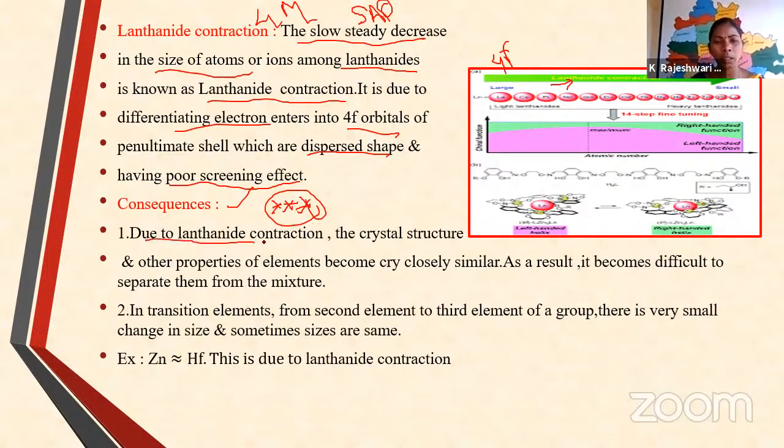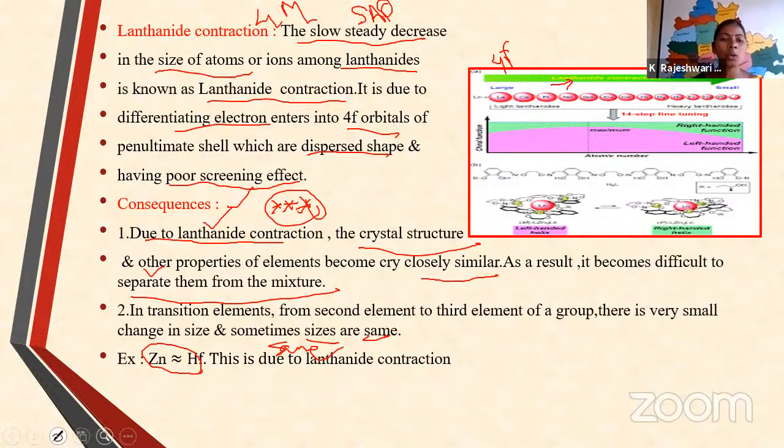Let us see. Due to lanthanide contraction, the crystal structure and other properties of the elements come very, very close to each other. As a result, it is difficult to separate them from the mixture. That means their size becomes the same. If you take zirconium and hafnium, these have similar size. Because the size is the same, it is unable to separate these elements from each other. We can't separate zirconium from hafnium or hafnium from zirconium because of lanthanide contraction.